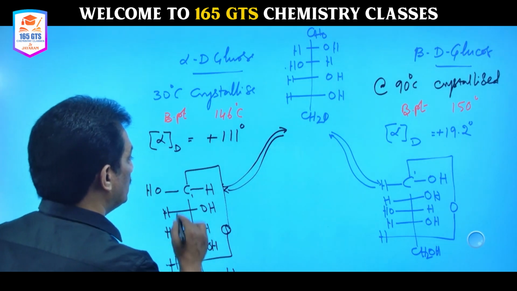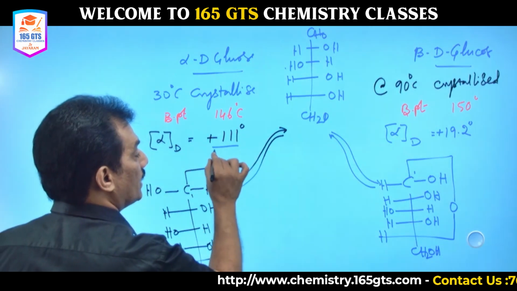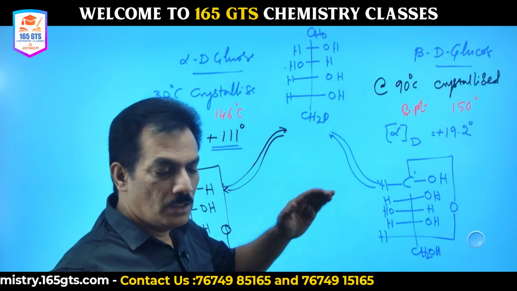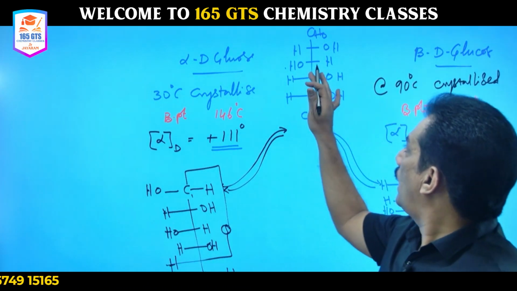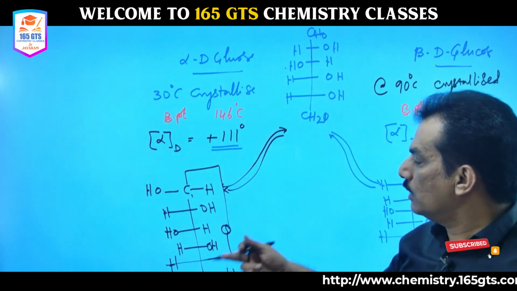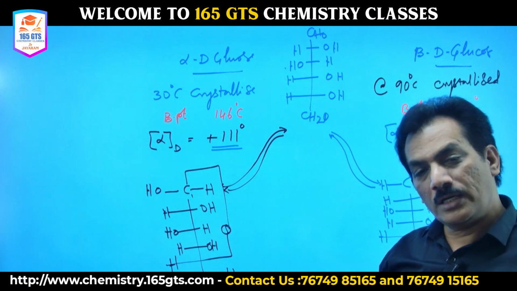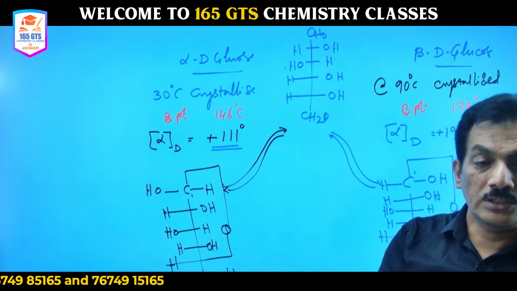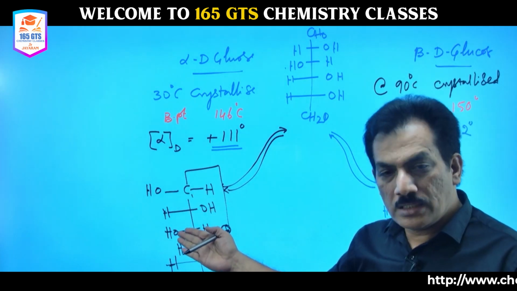Now, actually, this alpha form, which has 111 degrees of specific rotation, when dissolved in water, that cyclic acetal simply opens like this. Then again it will come back. And if you recall your carbonyl compound chapter, cyclic acetals or ketals, that is nothing but hemiacetals and hemiketals, on hydrolysis give back their original parent carbonyl compound. Is it not? So this is a cyclic hemiacetal.